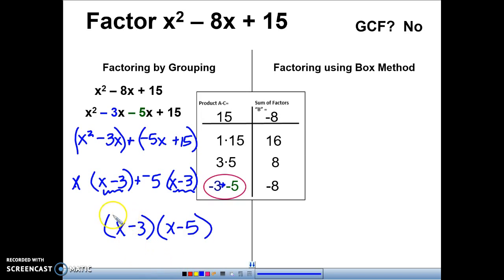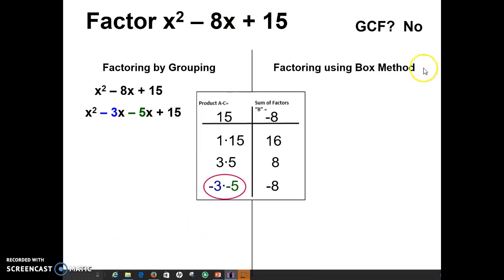Okay? I'm going to do my check. That's x squared. Outsides gives me -5x. Insides gives me -3x. Last two terms is +15. When I add these two terms together, I get the -8. Always check your factoring.